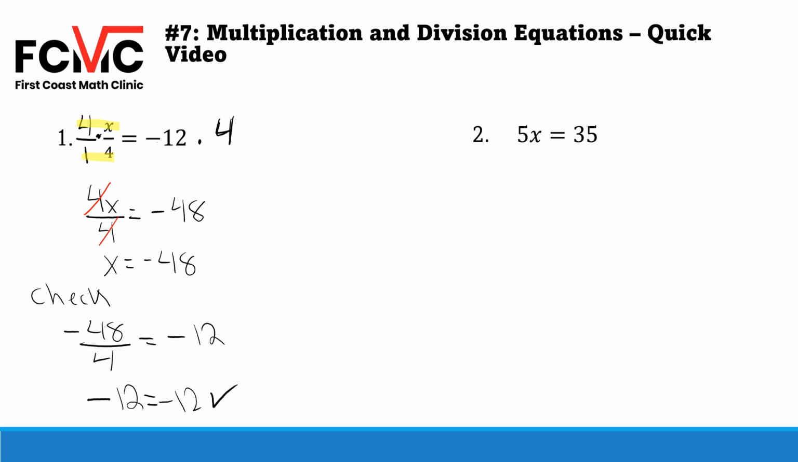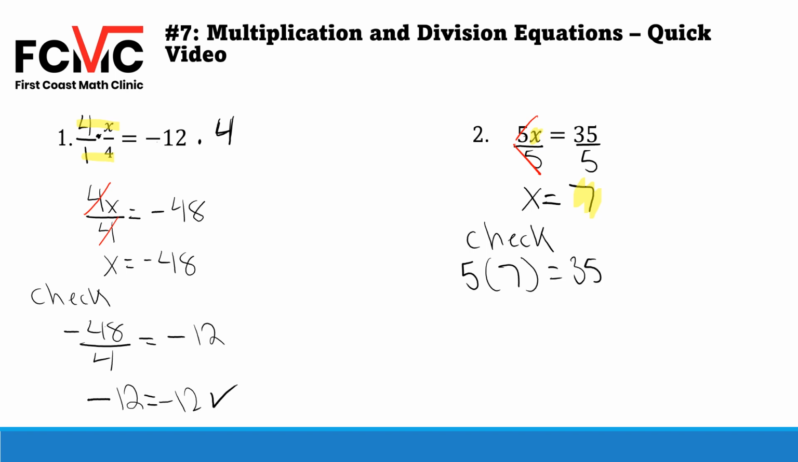Number 2, 5x equals 35. We're multiplying by 5, so let's divide. Use our inverse operation, so divide by 5 and 5. 5's cancel out on the left. So we get x equals 7. For our check, let's put that 7 back in for x. So we get 5 times 7 equals 35, and we get 35 equals 35, so our answer checks.